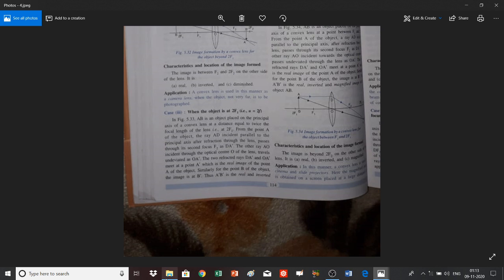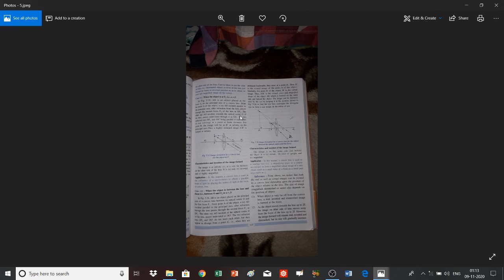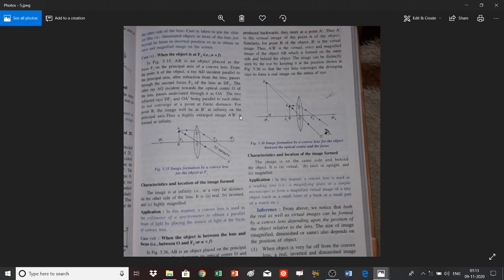Next point, let us go to the next one. Here is the next one. So number five: when the object is at f1, that is at the focal point f1. So this is the case. Here is the lens with the optical center, and you know this is the second focal point and this is the first focal point, and this distance is f1. So in this case the object should be placed at the point f1, that is at a distance which is equal to the focal length f. So that is done here.